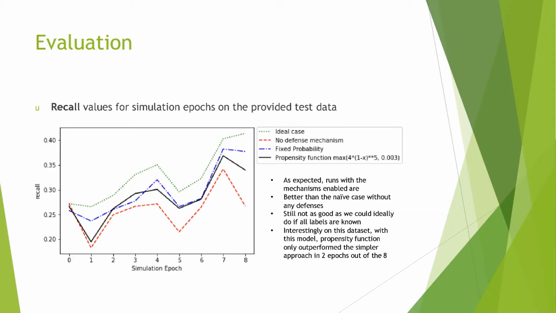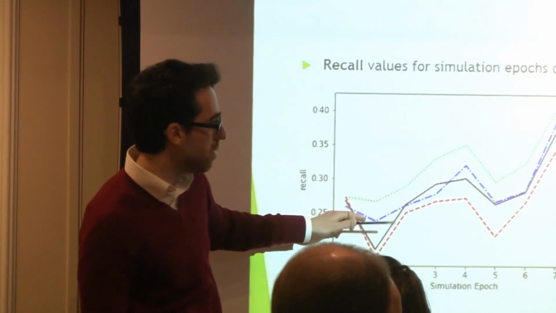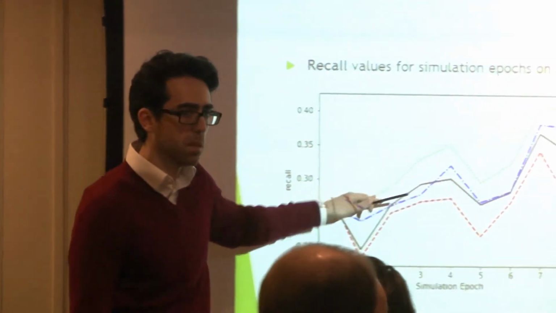Some results. It behaves like you would expect, and also not. Where it behaves like you'd expect is that this is the recall value for each of these retraining epochs, and the red line is essentially the run without any defenses, and the green line is what the ideal case would be if you had a magic insight and knew all of the labels. As you would expect, the two mechanisms push the quality up a little bit to the middle ground between the two. Hope that makes sense.